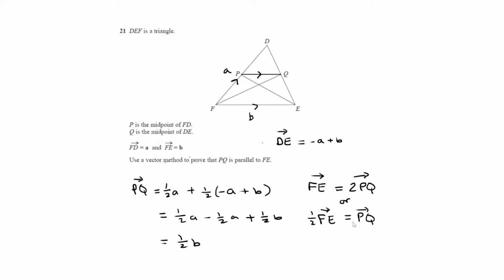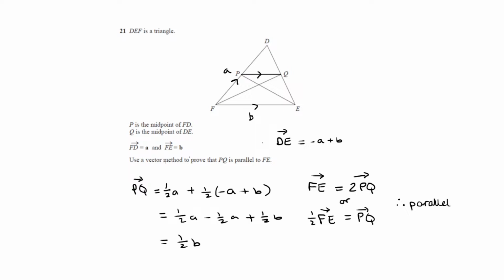So that's showing that it's a multiple. And then I would probably just put a little therefore symbol, isn't it? Therefore parallel. That's what I would do. But you have to put this little conclusion here, showing that one is a multiple of the other. So you see how FE is 2 lots of PQ, or PQ is a half of FE, whichever of those, therefore it's parallel.